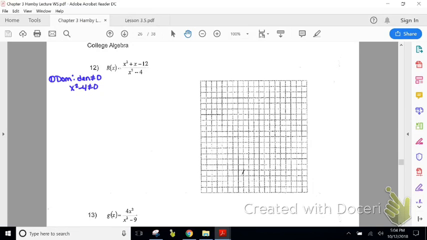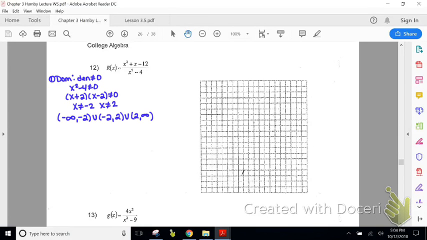Since I'm going to have to factor this anyways to find holes and vertical asymptotes, I'm just going to go ahead and factor this. So this is x plus 2 times x minus 2 cannot equal 0, which tells me x cannot equal negative 2 and x cannot equal positive 2. So my domain is from negative infinity to negative 2, negative 2 to positive 2, and positive 2 to infinity. And remember, use your number line if you need to see that.